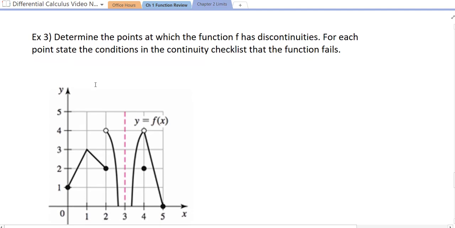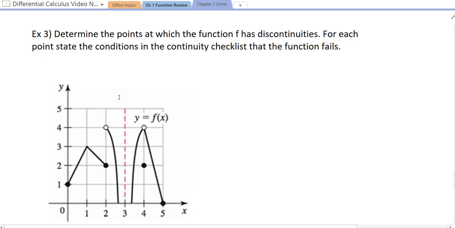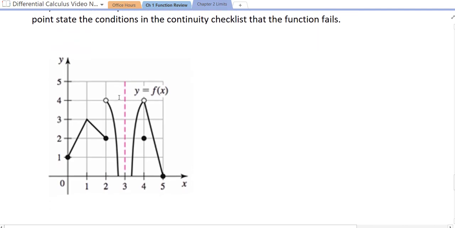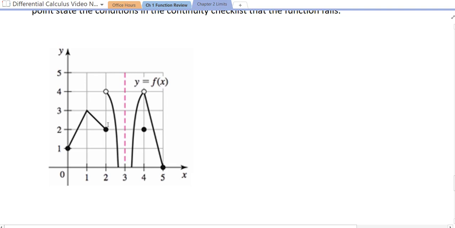So let's look at this example. Determine the points at which the function f has discontinuities, and for each point, state the conditions that are failed. So let's see, where is this discontinuous? Notice that I see right away there's a jump at 2. So I will say this is discontinuous at x equals 2.